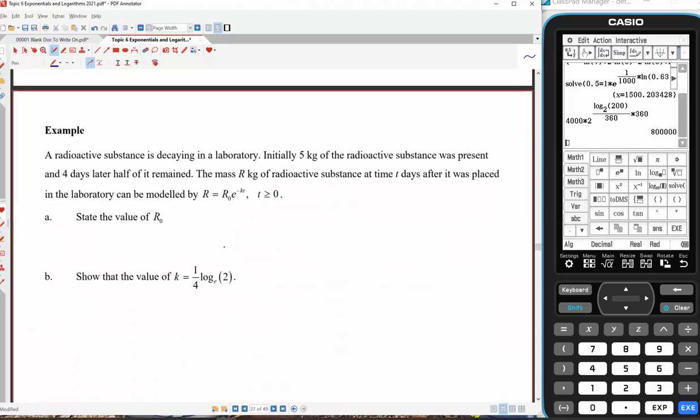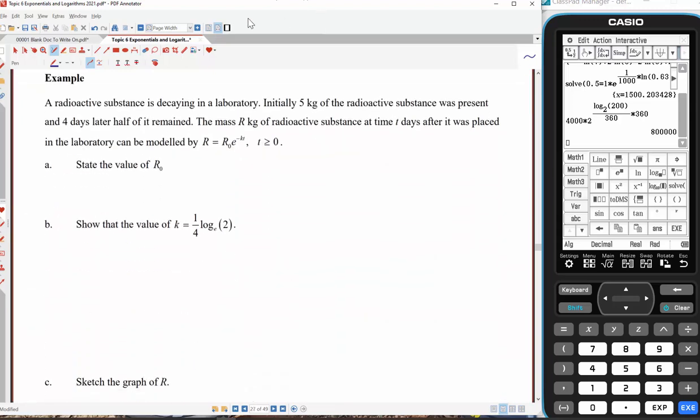All right, let's keep pounding out these questions here. Radioactive substance is decaying in a lab. Initially 5 kilos of the radioactive substance was present, and 4 days later half of it remained. The mass R kilograms of radioactive substance at time t days after it's placed can be modelled by this thing here. All right, so we're just going to use that form. State the value of R0, the initial amount, that's 5.